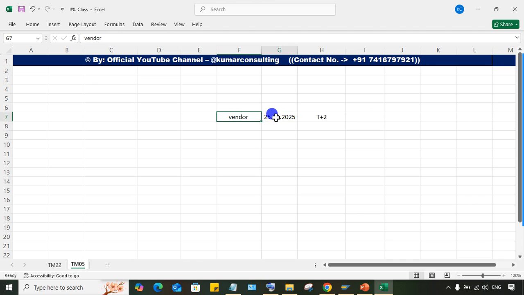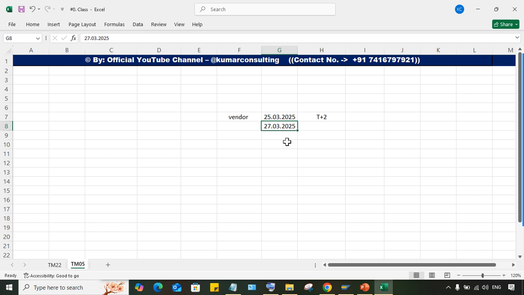Let's suppose we processed the payment today. In our SAP system the payment is processed, but what about the actual payment, meaning the vendor has received that money or not? On which date is the vendor going to receive the money? T plus 2 means the vendor will receive the money on the 27th. The bank will process this transaction on the 26th if T plus 1 is there, and on the 27th if T plus 2 is there.